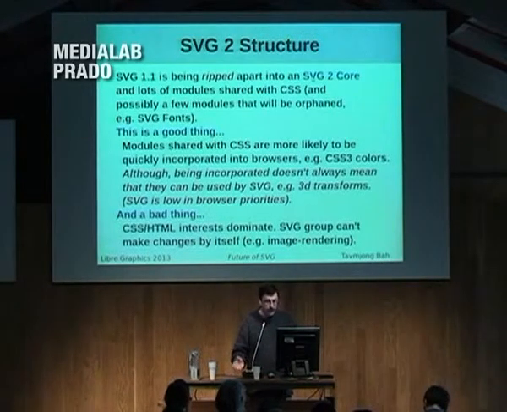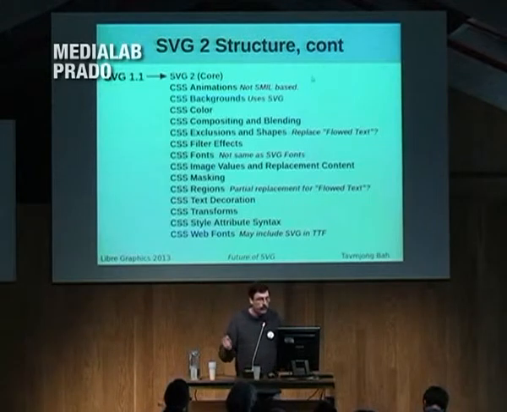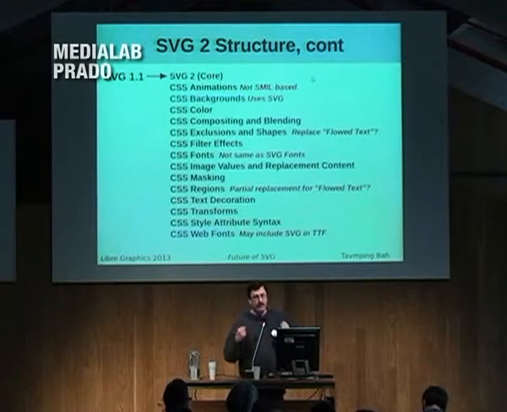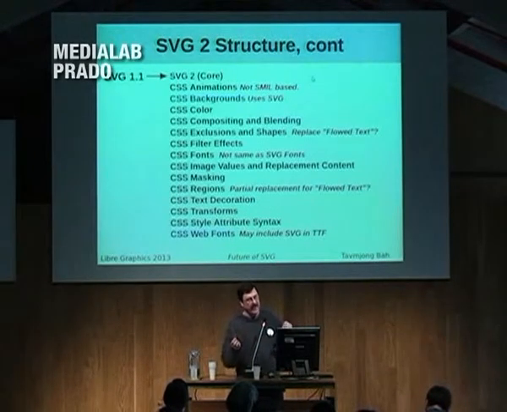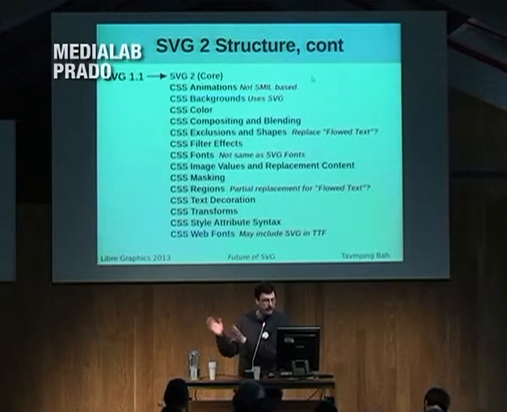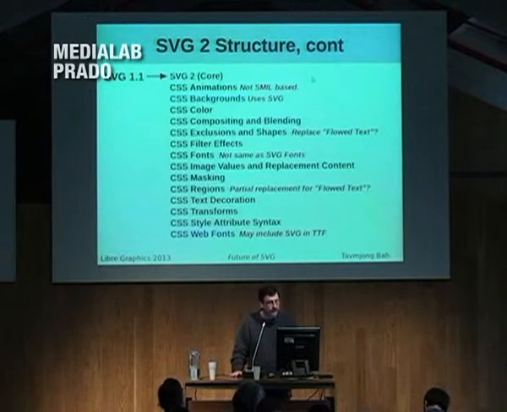So there are also some problems with breaking things apart. So what is SVG 2 going to look like? Well, there's the core, as I mentioned. There's CSS animations, which are not SMIL-based. SMIL is a way of animating things. The SVG native animation isn't exactly SMIL, but it's based on SMIL. So the way you're going to animate SVG is up in the air in the future. You can always use JavaScript, et cetera, but then you get problems with security issues, et cetera. It's not always useful.